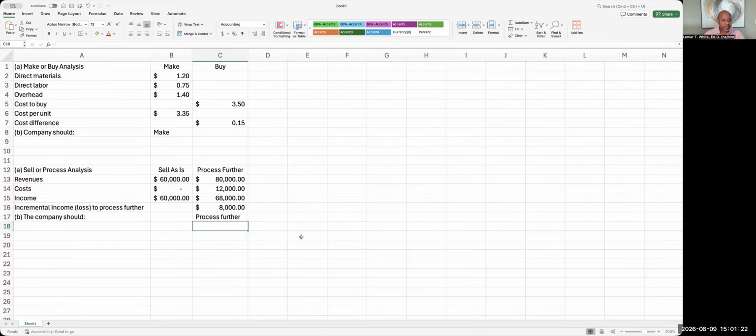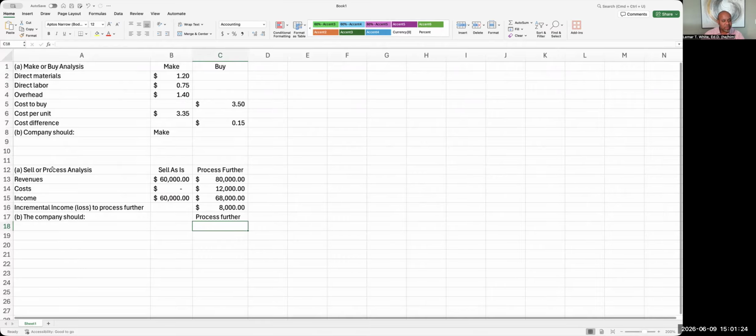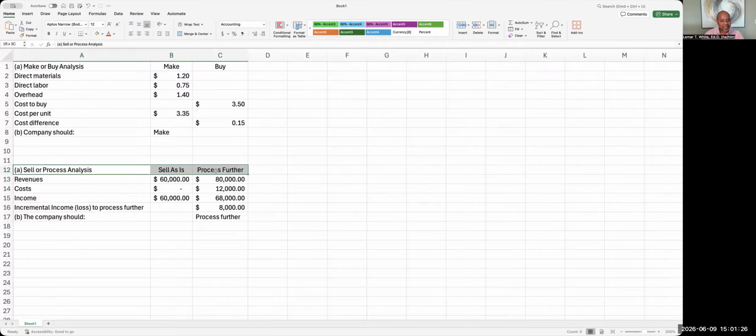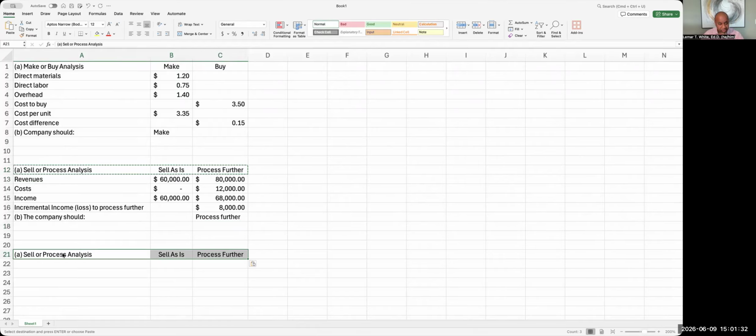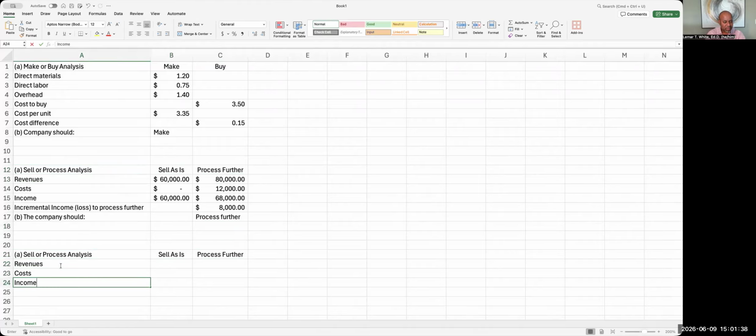So we're doing the same thing for part three as we did in part two. We want to do a sell or process analysis. So I'm just going to put this here. And then again, to get income, we usually use revenues and costs, and that gives us our income. And then we want to do our incremental income or loss to process further. And then B is what should the company do? Let's go to the information.